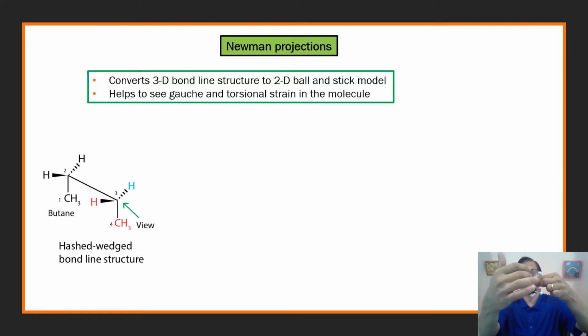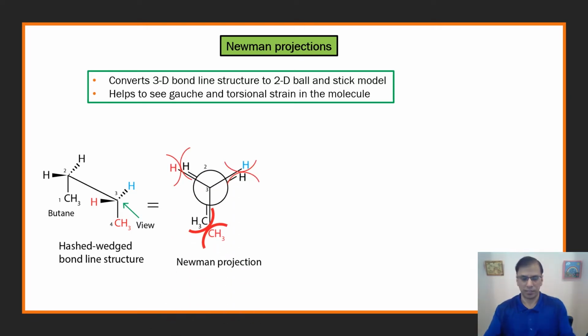So you view it from this way, and the carbon atom which you see in front, you are going to draw right here in the center. So this is the carbon atom which is right in front of you, whereas the carbon atom which is in the back is drawn as a circle, and the substituents attached to it are drawn attached to the big circle like a ball. So that's the reason it's called a ball and stick model, and this projection is called the Newman projection.